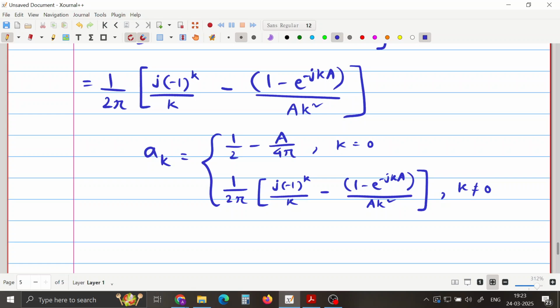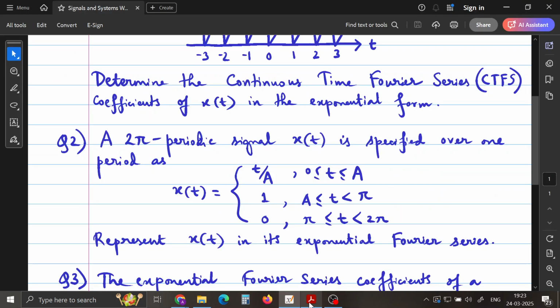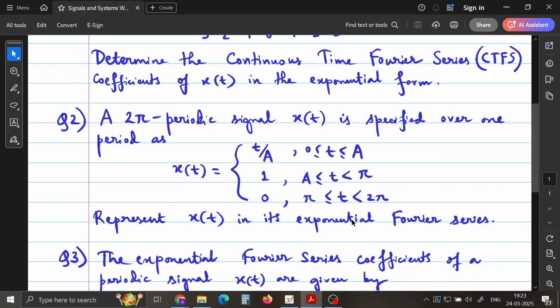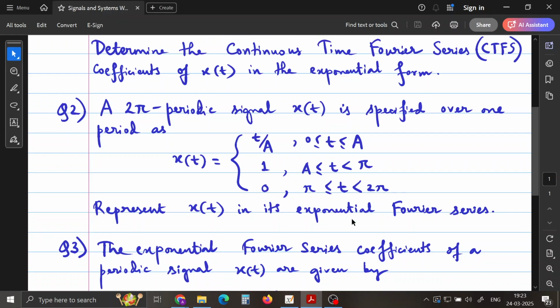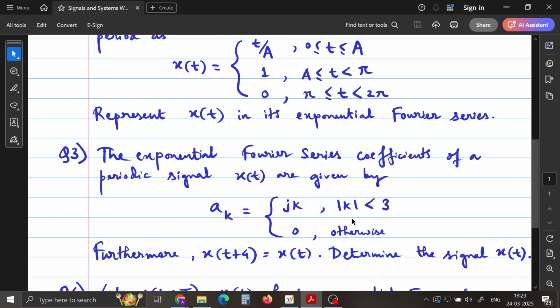So you have the complete knowledge of your Fourier series coefficients, and the information about the signal x of t is captured within this Fourier series coefficient, and you can represent your x of t by using this Fourier series coefficients using the exponential Fourier series representation. So the second question is also done. Now moving to the third one.